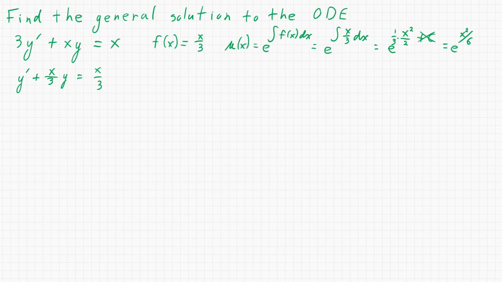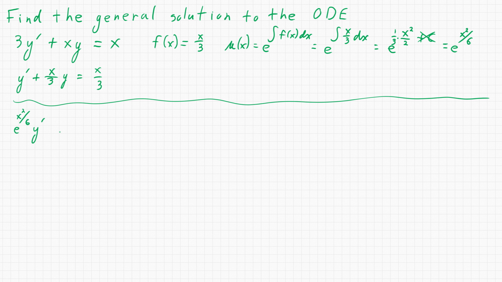So let's go ahead and take that and multiply our ordinary differential equation. So we'll have e to the x squared over 6 times y prime plus x over 3 e to the x squared over 6 times y equals x over 3 e to the x squared over 6. All right, and fix that x right there.